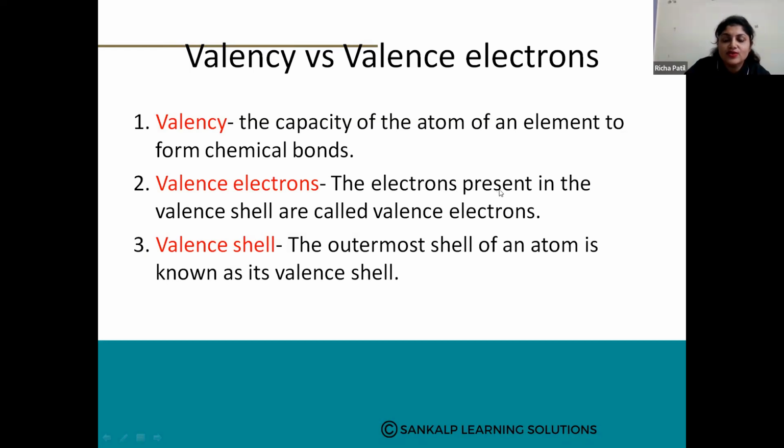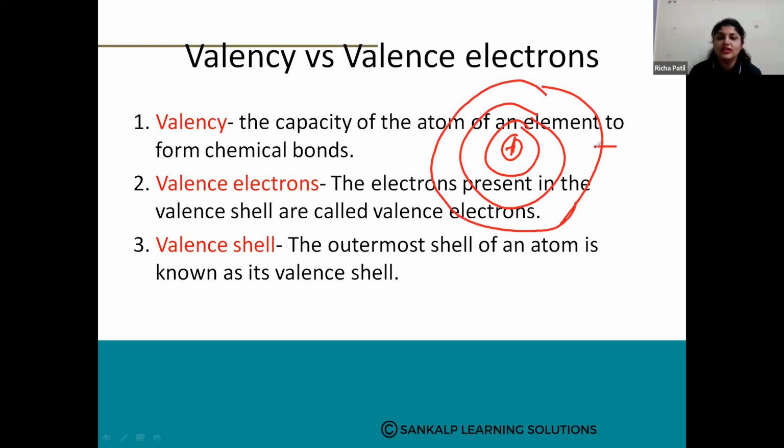What are valence electrons then? These are the electrons present in the valence shell. What do you mean by valence shell? The valence shell is nothing but your outer shell. The number of electrons present in the outer shell are called the valence electrons. So what is the valence shell? The outermost shell of an atom is called its valence shell. These are the terms you need to remember.